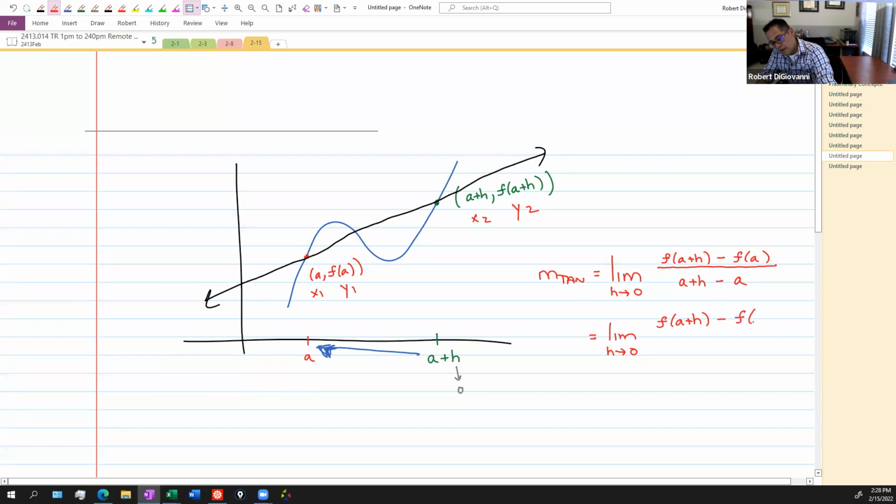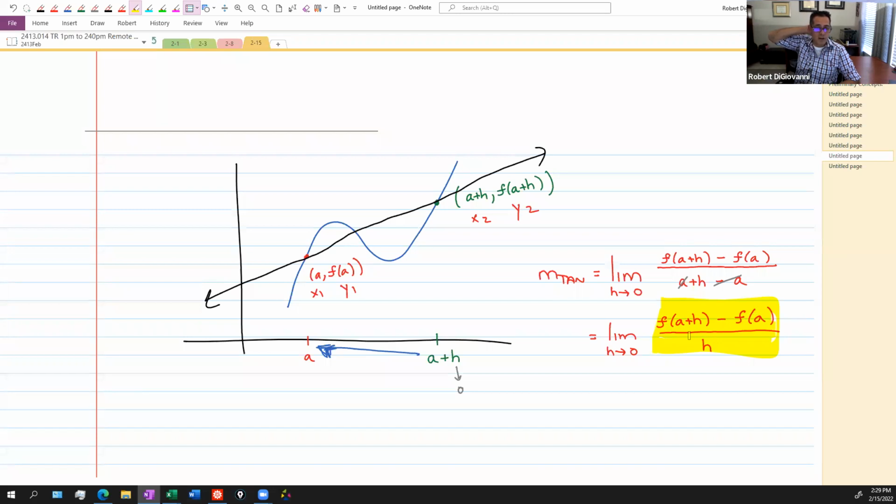I'm going to do one more thing, and we're going to be where we need to be. On the bottom, the a's cancel. A minus a. So all you have on the bottom is what? h, right? Do y'all recognize this part in yellow? Do y'all recognize that from college algebra? It's called the difference quotient. In college algebra, you cover that. It's called the difference quotient.